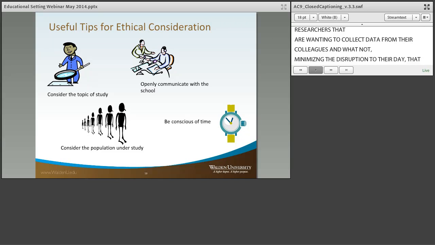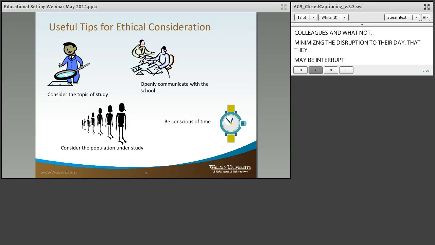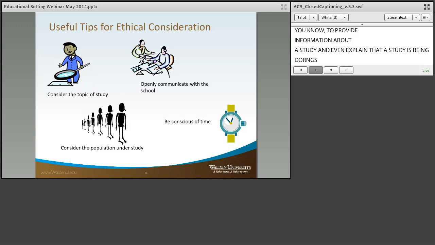And taking the necessary steps, certainly using a faculty meeting or other administrative meetings or parent teacher association sessions to provide information about a study and even explain that a study is being done, handing out various materials about a study, are certainly great recruiting options.